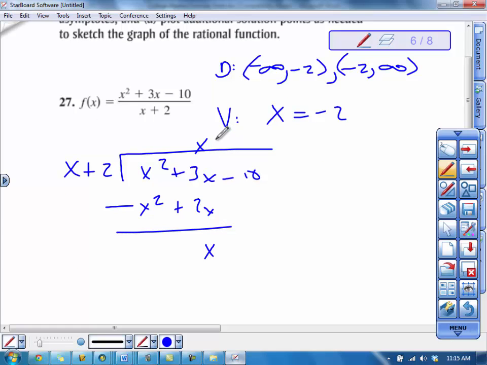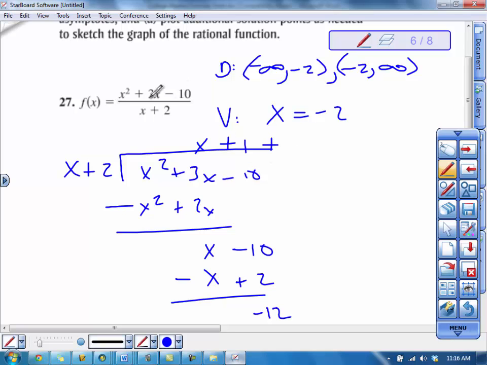Okay, and then I'm going to bring down the -10. What would I multiply by x to get x? That'd be 1. 1 times x is x. 1 times 2 is +2. When I subtract, I get -12. So the remainder is -12 here.